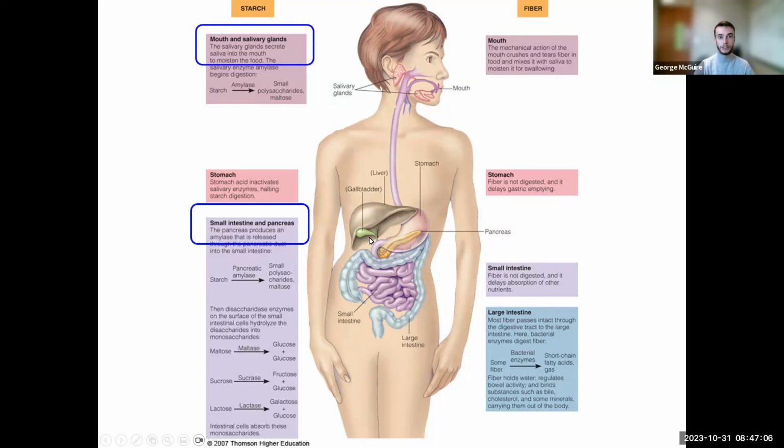So the pancreas will secrete even more amylase into the small intestine, and that amylase will continue chemically digesting carbohydrates until all of it is broken down and absorbed. So by the end of the small intestine, the only carbohydrates that should be left would be fiber. And then that fiber will make it to the large intestine, and a small amount of that fiber will be chemically digested by the bacteria, which release fatty acids as a byproduct.